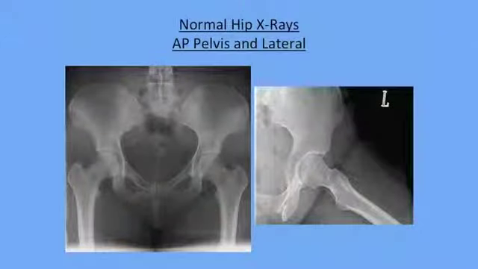Those are just movies showing the impingement process with hip flexion. So here are normal x-rays. Normal appearance of the femoral head and neck position, normal clear space between the acetabulum and the femoral head. On a lateral view, you can see a nice curvature of the femoral head into an almost hemispherical shape.